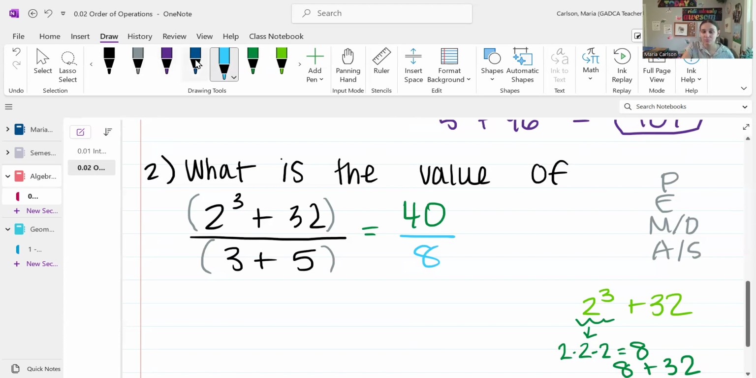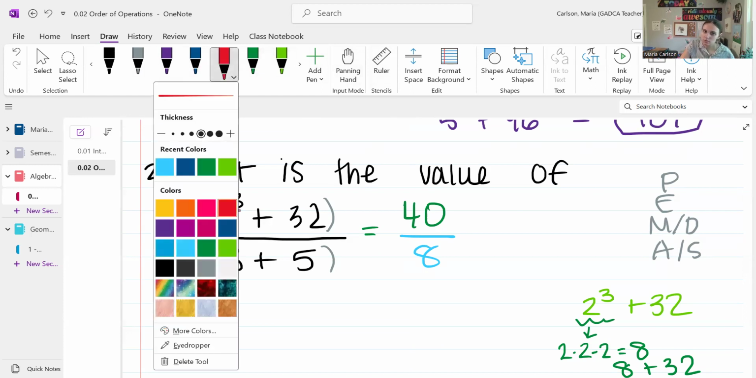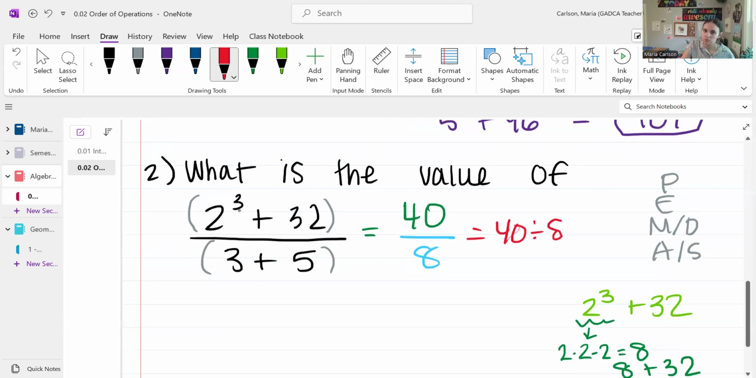And lastly, we can simplify this fraction. 40 over 8 is the same thing as 40 divided by 8. Let me just switch colors this way. Which equals 5.